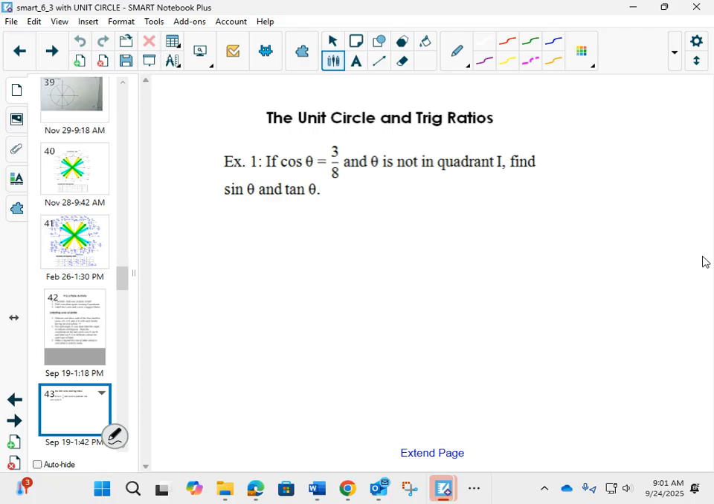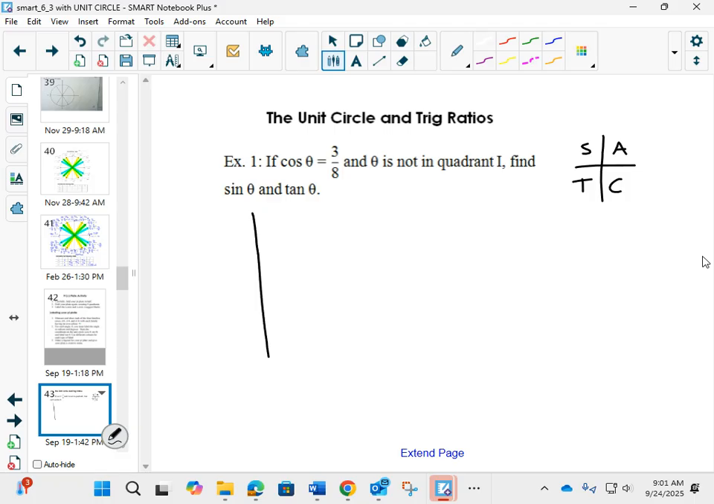So first of all, if cos of theta is 3 over 8, you know on your unit circle that your x-coordinate would be 3 over 8. You know it's not in quadrant 1, so with your cast rule, if it's not in quadrant 1, what quadrant does it have to be in? It has to be in 4.